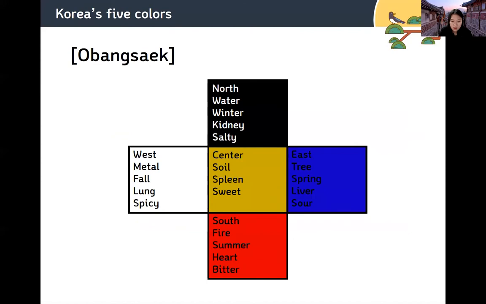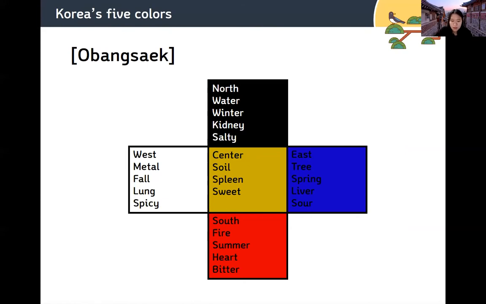Each color is connected to 5 directions and has several meanings that are connected with each direction. This concept in which different things come together in harmony has long been applied to the spirit of Koreans in various fields, including traditional costumes, architecture, and even food.